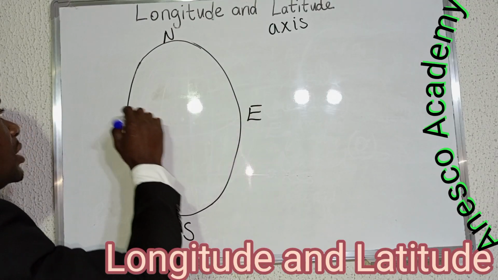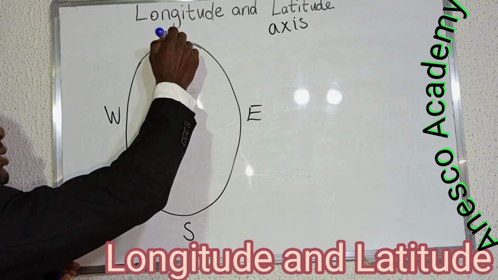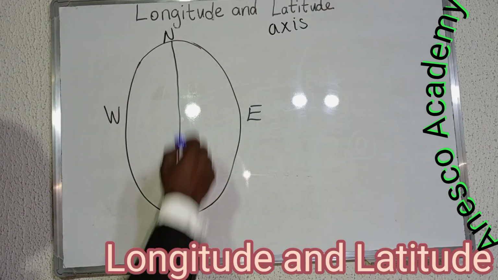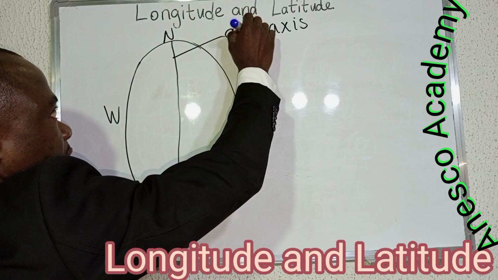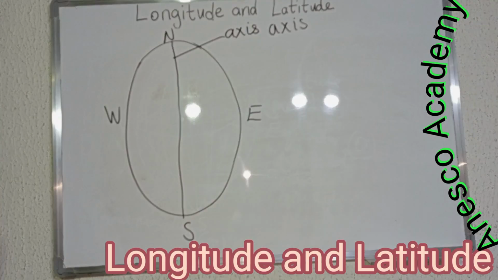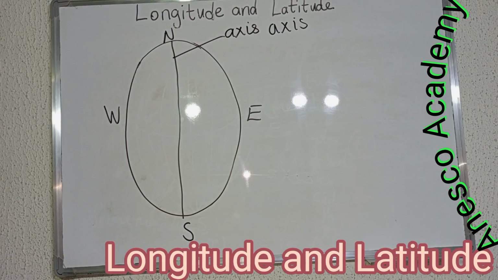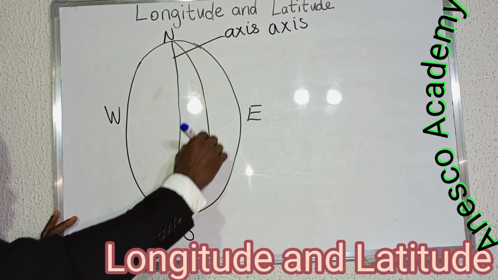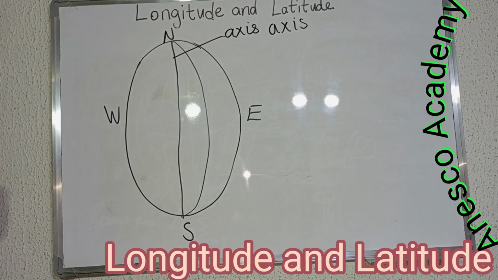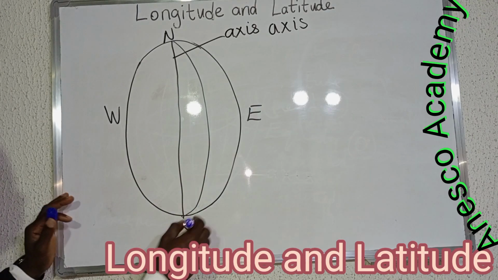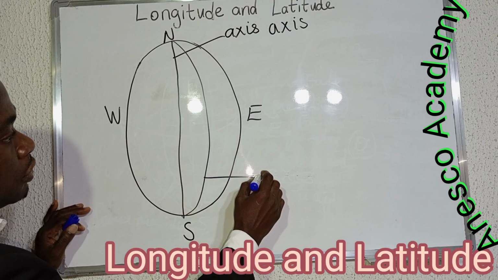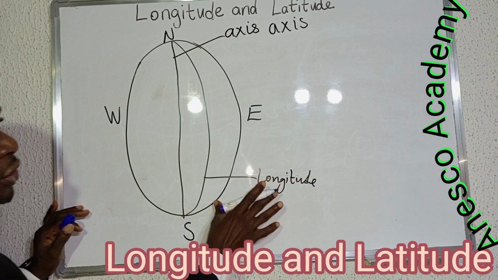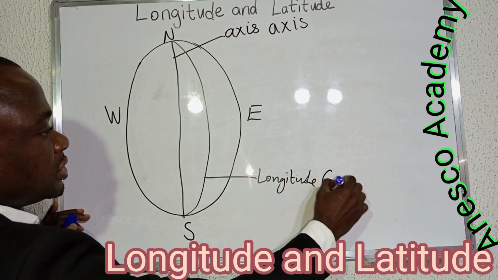All right. Assuming that this is Earth, this will be our north, this place will be south, this place will be east, and this will be west. The imaginary line that runs straight from north to south is what we call what? Axis. Now the imaginary line that runs from north to south, this is what we call what? Longitude. Used for location. We can also call it what? Meridian.